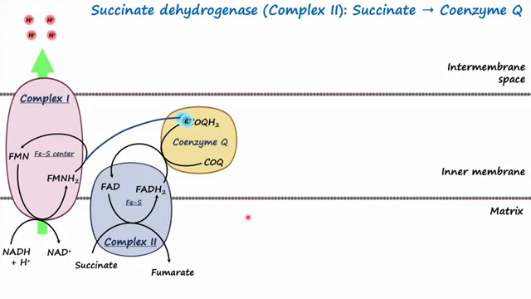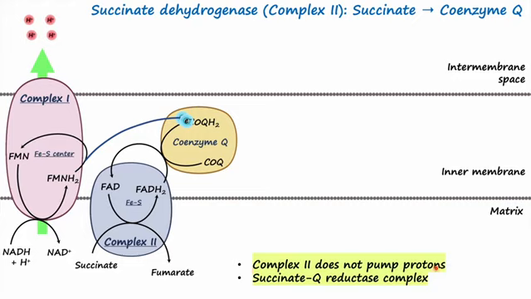Now another important difference between complex 1 and complex 2 is that when the electrons are passing through complex 2, the energy which is liberated is very small, and not sufficient to cause the conformational change in complex 2 to act as a proton pump. Hence it does not pump protons across the inner membrane and does not contribute to the transfer of protons across the inner mitochondrial membrane. Because it reduces coenzyme Q, complex 2 is also known as the succinate Q reductase complex.